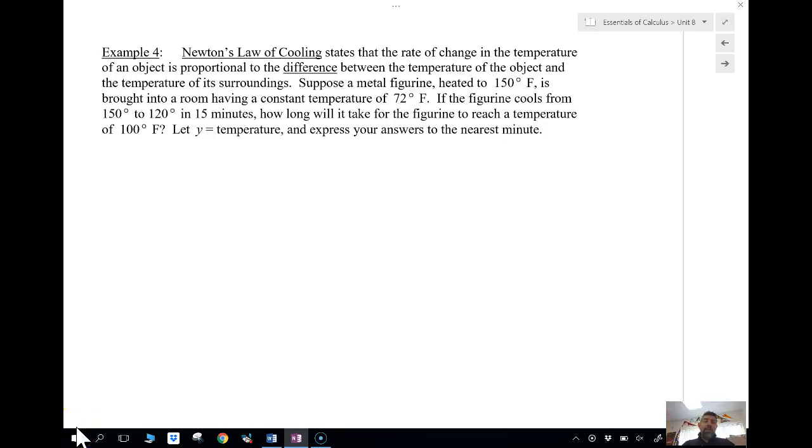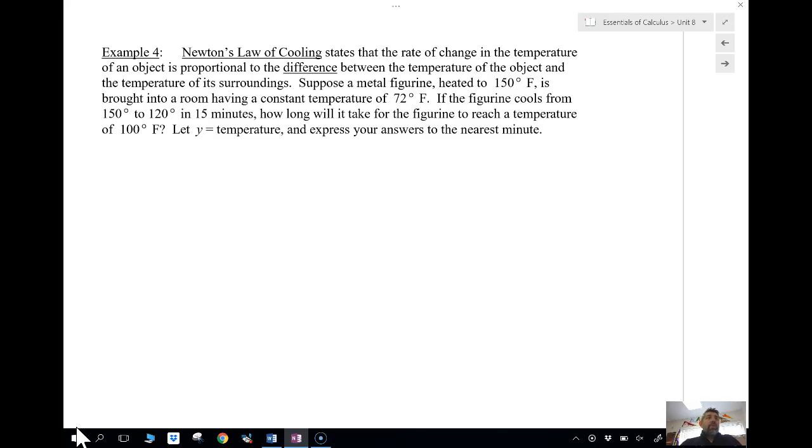Mr. Rice is here. I'm doing example 4 for our exponential growth and decay. And what I'd like to do here is go over a different type of problem with you with exponential growth and decay. This is called Newton's law of cooling. So this is a Newton's law of cooling problem.